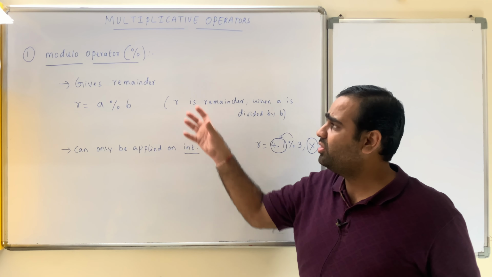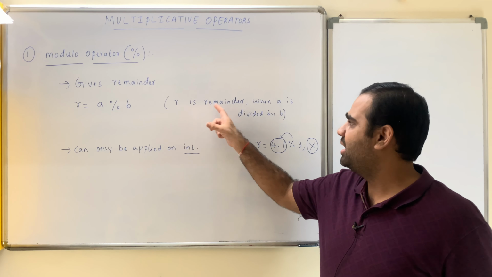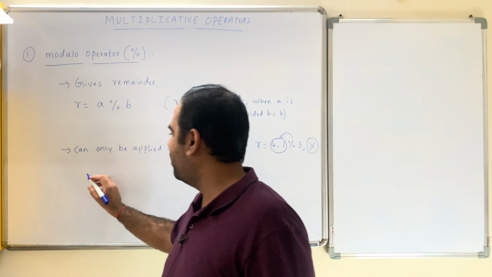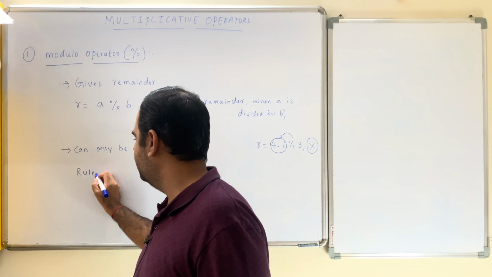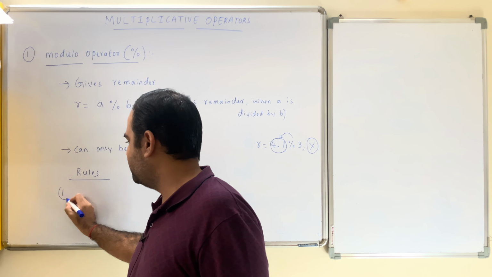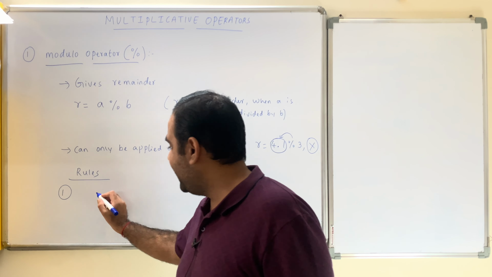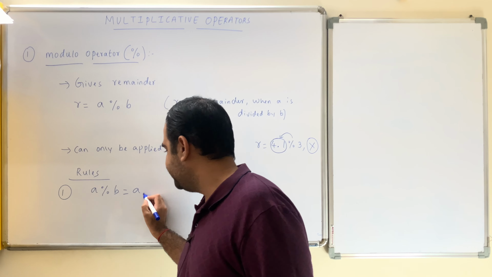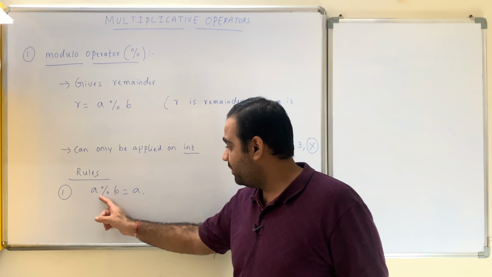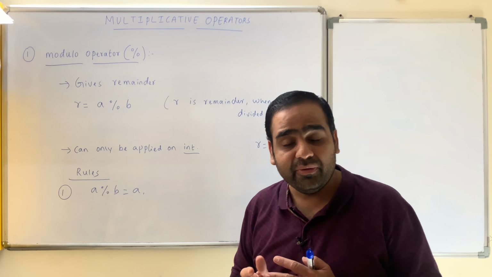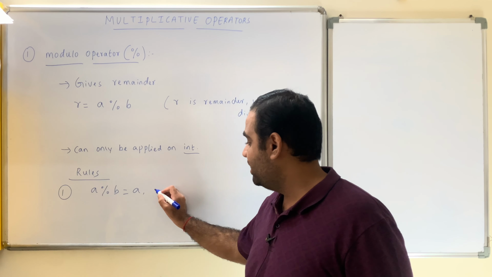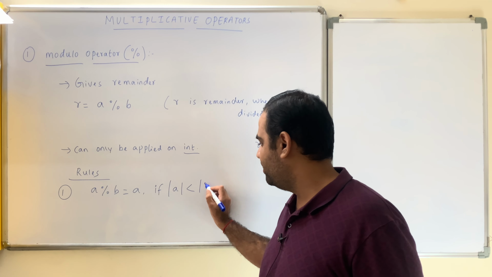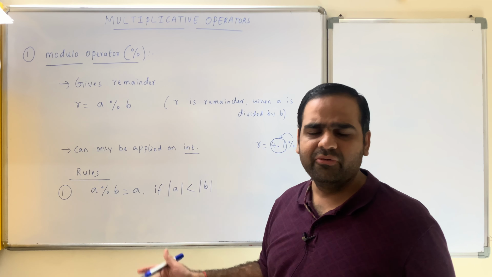Now, how does this modulo operator work? Already we know that R is remainder when A is divided by B. Now there are some rules for this modulo operator. Let us discuss those rules. The first rule is A modulo B will be equal to A. That means the remainder will be the first number itself if the value of mod A is less than the value of mod B. We will see some examples.